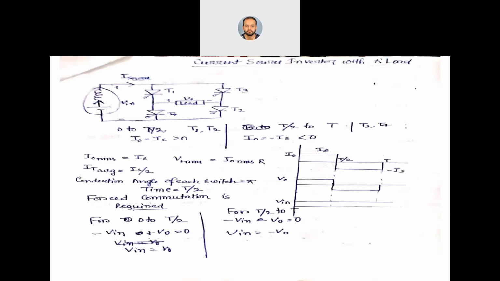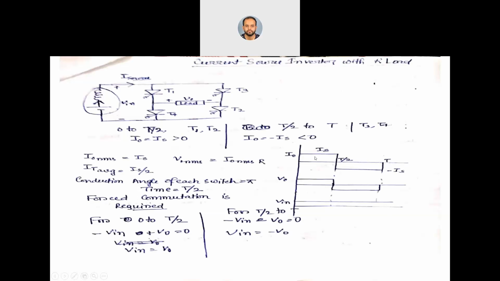Generally, a current source can be made using a DC voltage source connected with an inductor. That will act as a current source because the inductor will try to oppose the change of the current, so the current will remain the same and a constant current will flow. The other principles are the same. In a voltage source inverter, the output voltage shape remains the same irrespective of the load, and in a current source inverter, the output current shape remains the same irrespective of the load.